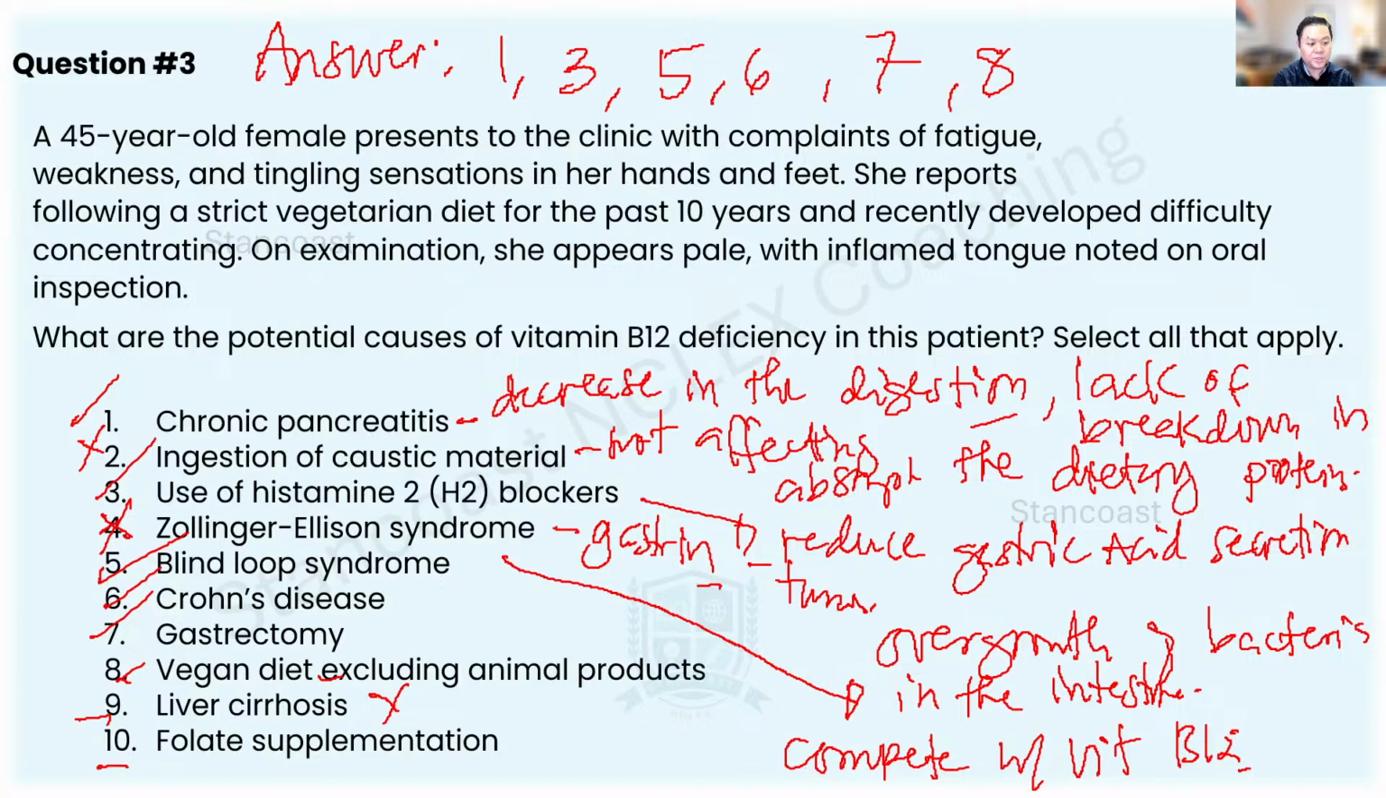Now, what about number 10? Folate supplementation. We're talking about different stuff here. Folate is intended to treat the folic acid deficiency, not vitamin B12. And so it will not compete with the vitamin B12 in the absorption pathway. And so we're going to eliminate this one. So we have the following answers: 1, 3, 5, 6, 7, and 8.